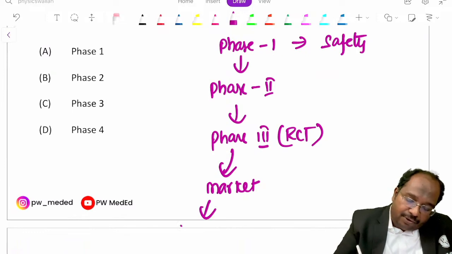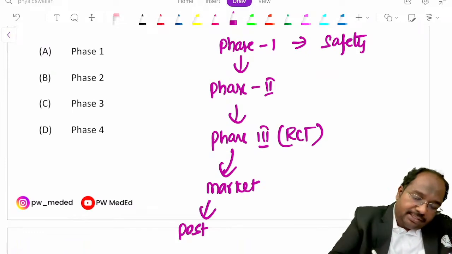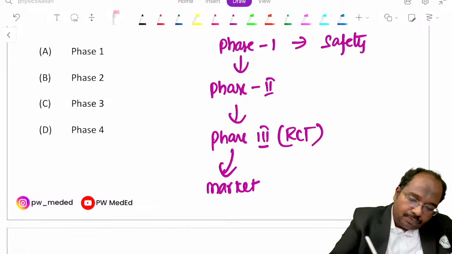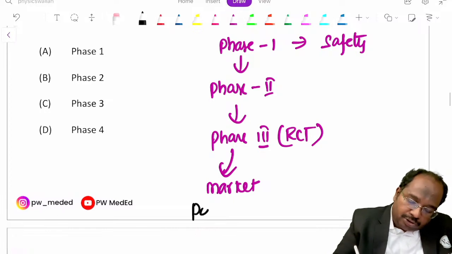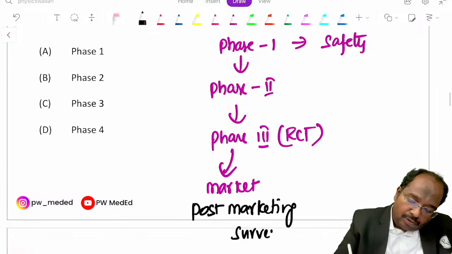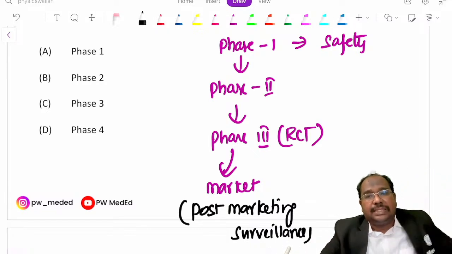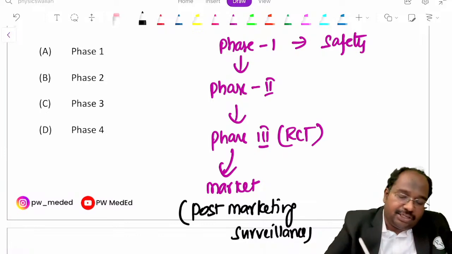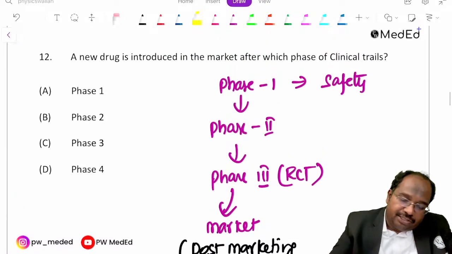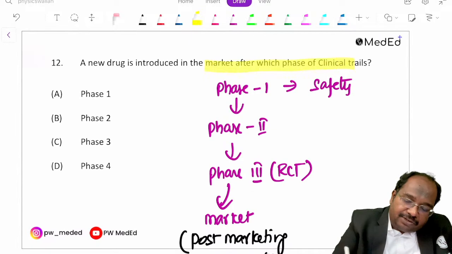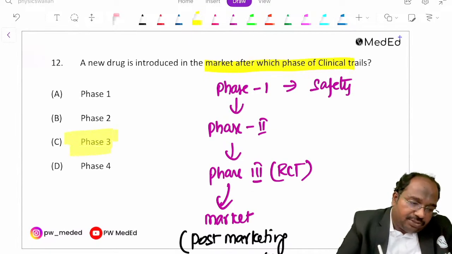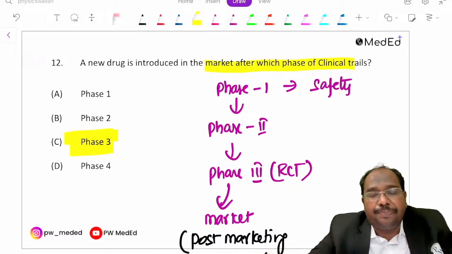In market we will do this post marketing surveillance. So phase 1, phase 2, after phase 3, that is RCT, it will come into market. The question is, after which phase will it come into market? So the answer for this question is phase 3, guys, phase 3.